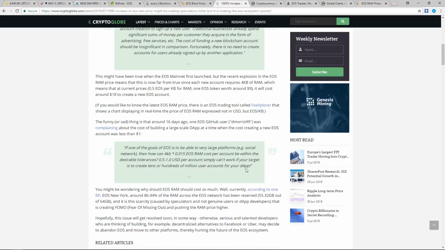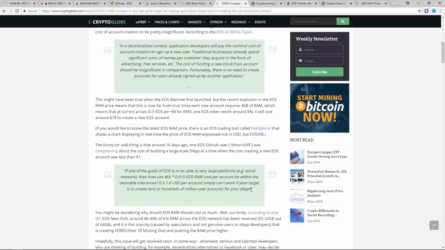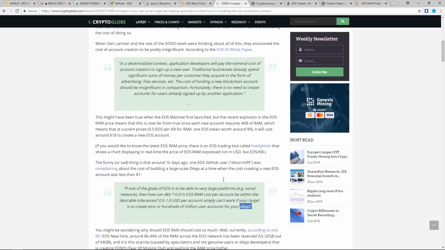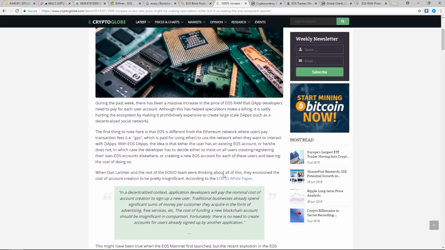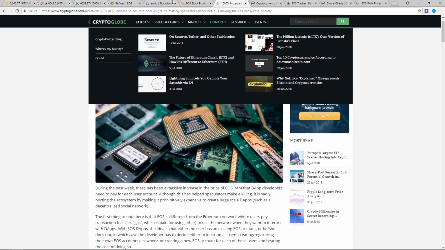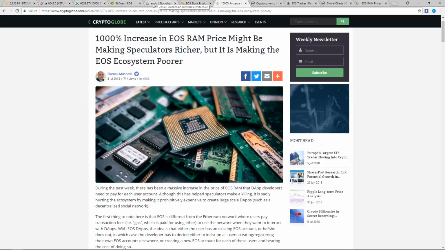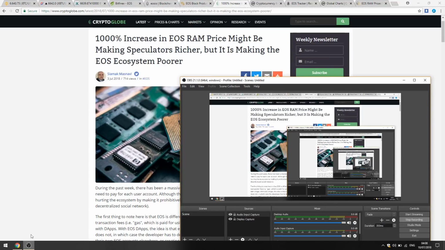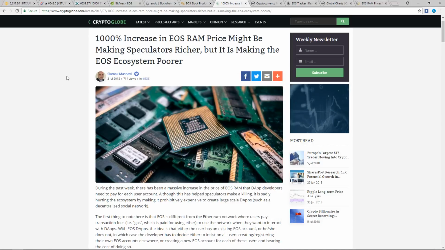So basically what he says is that, for example, if you're going to create a decentralized application and your cost to create an account is like $1 or more, what's the point of creating an application? And a lot of people used to think, me as well, that EOS is going to be almost free to use when you build your application, but apparently this is not the case.